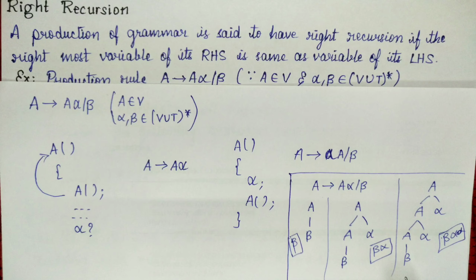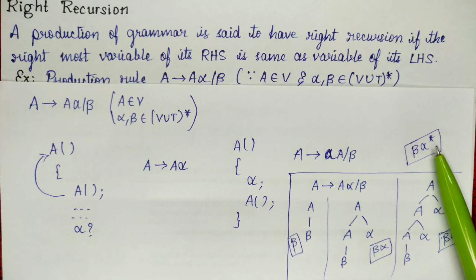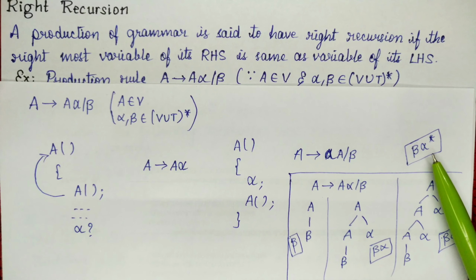If we want, we can produce A alpha for A any number of times, as in this tree. Then the string produced is beta alpha alpha, because A produced A alpha and again this A produced A alpha and this A produced beta. So the language is said to be beta alpha star, meaning alpha can be repeated any number of times. That means it can have 0 or more occurrences.